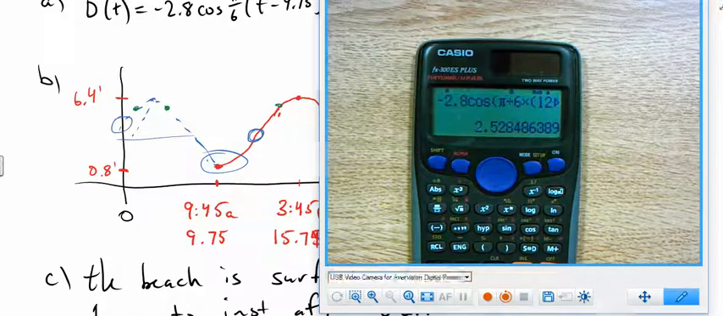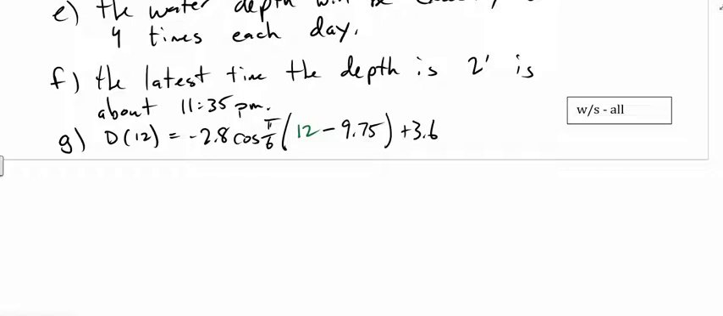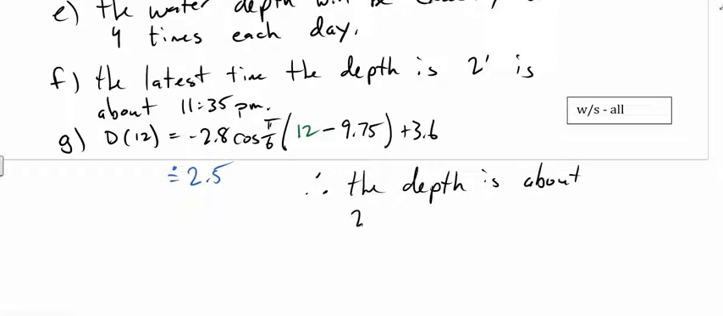Interesting idea. So about 2.5. And our question was, what is the depth? So this equals approximately 2.5. Therefore, the depth is about 2.5 feet at noon. Any questions?